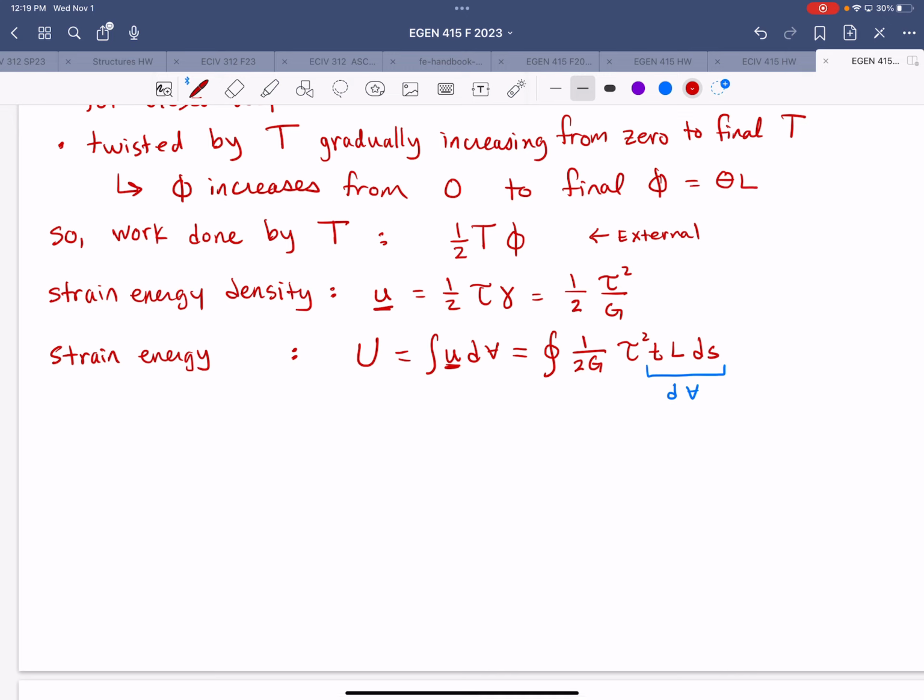So then for energy balance, we set the external work equal to the internal work. So we have torque times theta L divided by 2 is equal to the integral over the closed loop of 1 over 2G times tau squared t L ds.